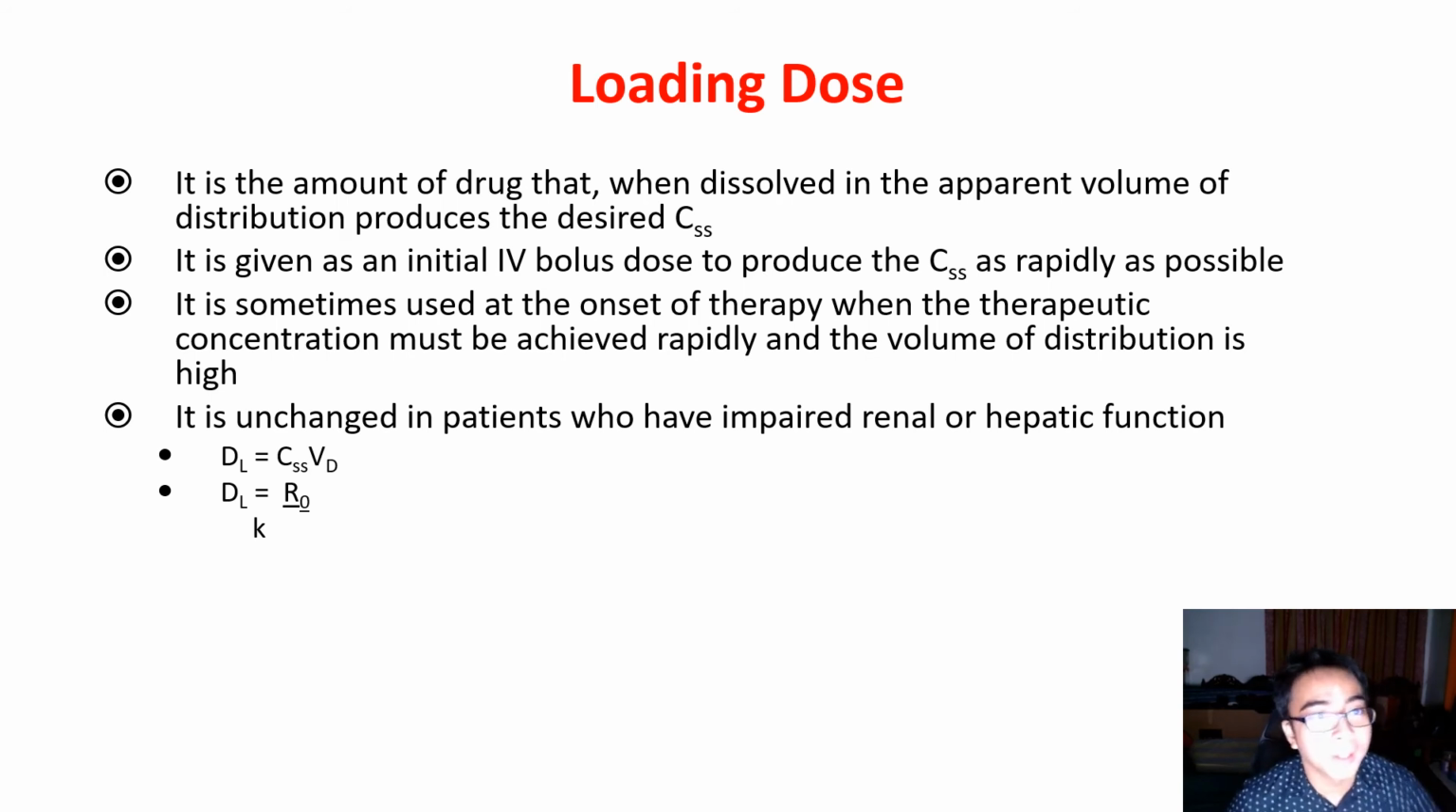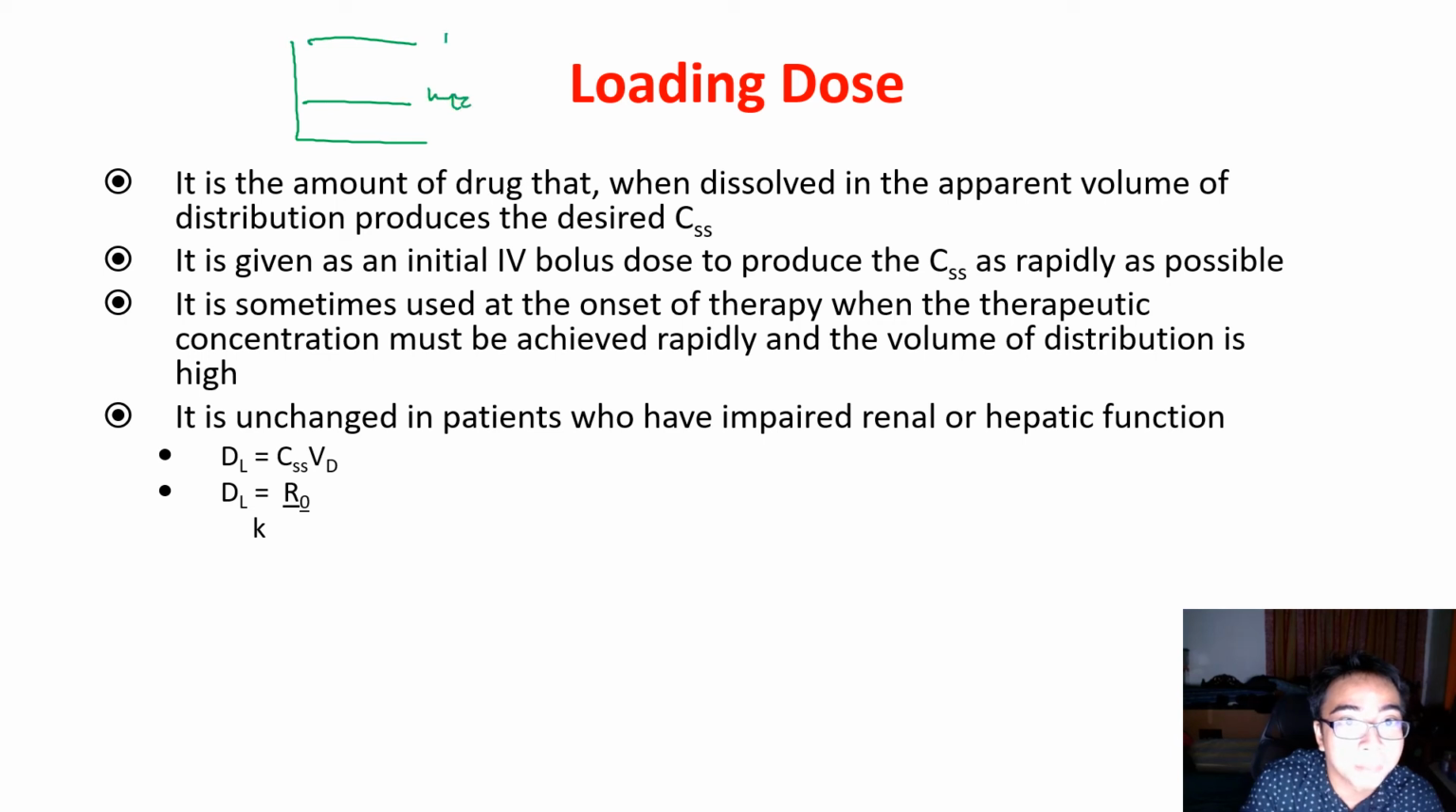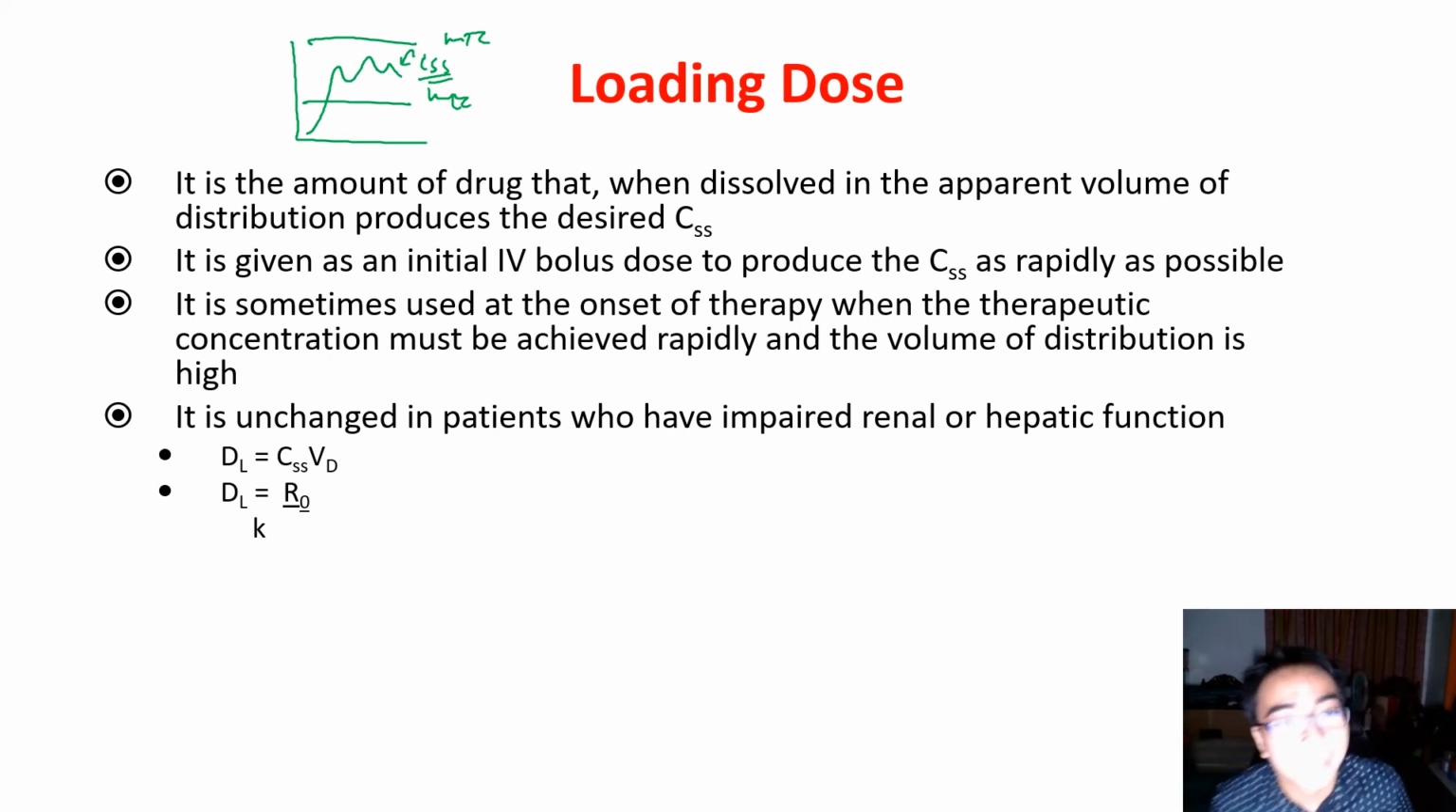Why do we give loading dose? Sabi natin, it's the amount of drug that, when dissolved in the apparent volume of distribution, produces the desired steady-state concentrations or the desired plasma concentration. And again, class, that CSS should be within the therapeutic range. Okay? So, kung ito yung ating graph ulit, MEC, MTC, yung CSS na yan, dapat within the therapeutic range. Yung desired CSS na yun, yung steady state plasma concentration, the steady state peak plasma concentration.